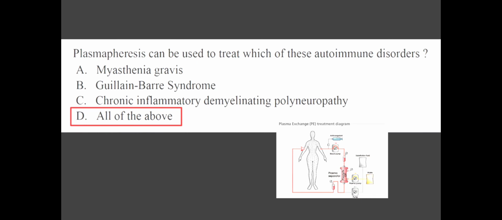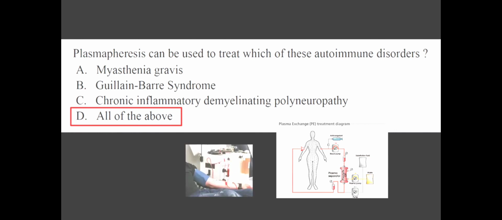If you are sick, that is, if you are having any autoimmune disease, your plasma can contain antibodies that attack the immune system. A machine can be used to remove the affected plasma and replace it with good plasma or plasma substitute. This is known as plasma exchange. The process is similar to kidney dialysis. Plasmapheresis can be used to treat a variety of autoimmune disorders including myasthenia gravis, Guillain-Barré syndrome, chronic inflammatory demyelinating polyneuropathy.